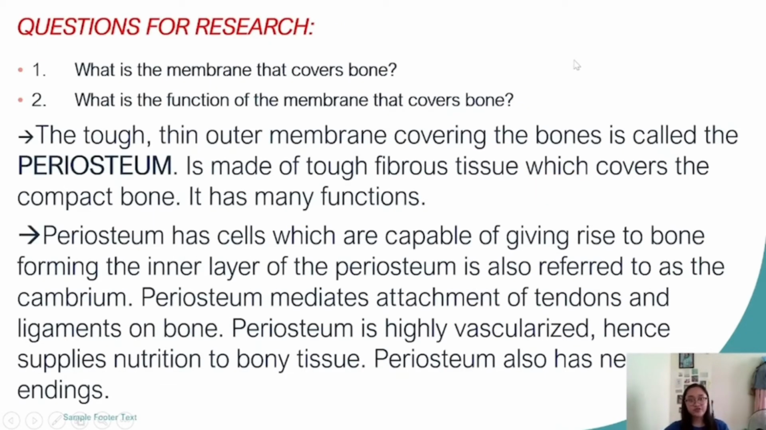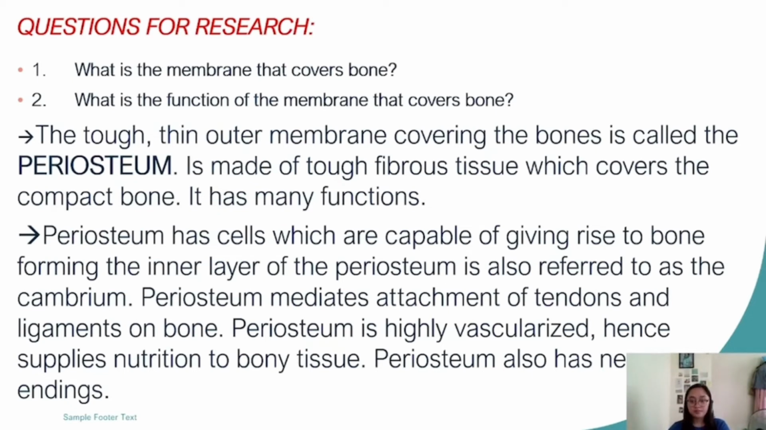For our question for research, our number one question is, what is the membrane that covers the bone? And what is the function of the membrane that covers the bone? The membrane that covers the bone is what we call the periosteum. It is a thin outer membrane covering our bones and is made of tough fibrous tissues which cover the compact bone. It has many functions. Periosteum has cells which are capable of giving rise to the bone, forming the inner layer of the periosteum, also referred to as the cambium.